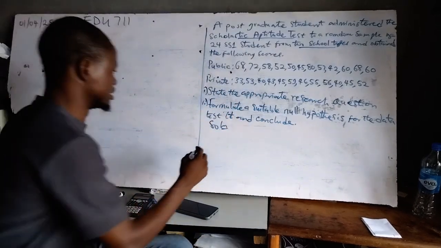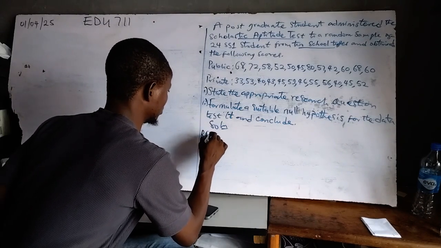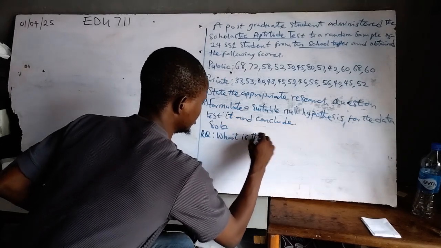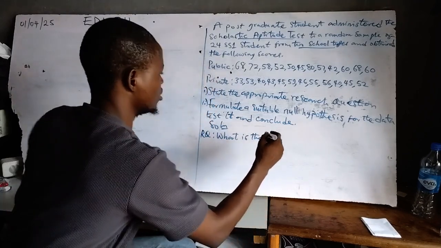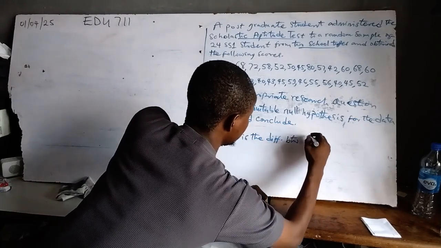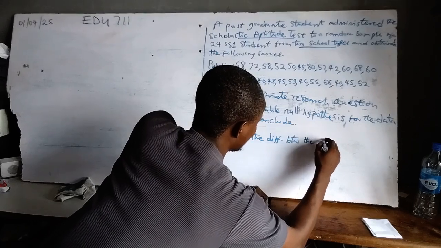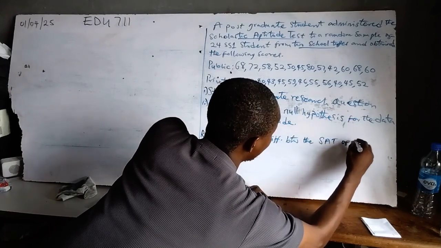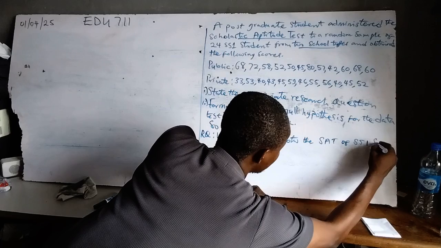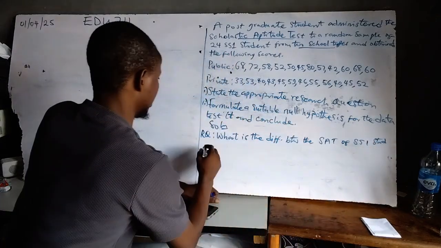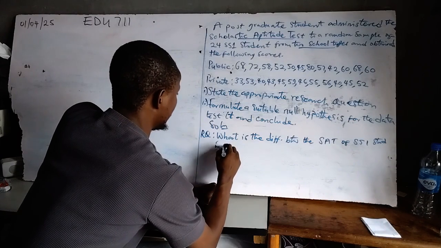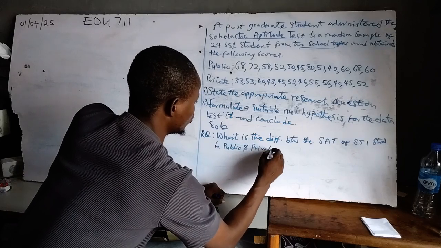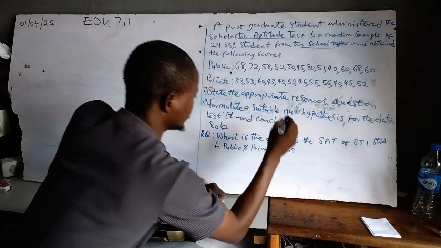What you should ask is this question, that's the research question. You say, what is the difference between the scholastic aptitude tests of SS1 students in public and private schools?